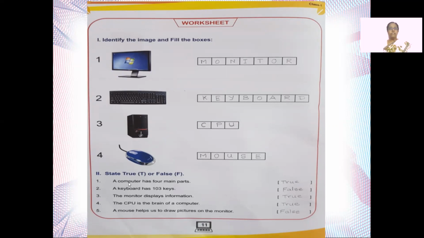State whether true or false. A computer has 4 main parts. Yes. What are they? Already it's given here. Monitor, keyboard, CPU, and the mouse. A keyboard has 103 keys? No. A keyboard has 104 keys. So false is the answer.